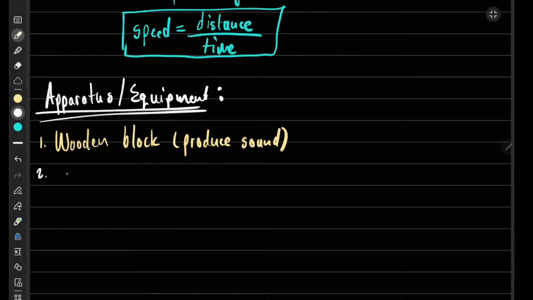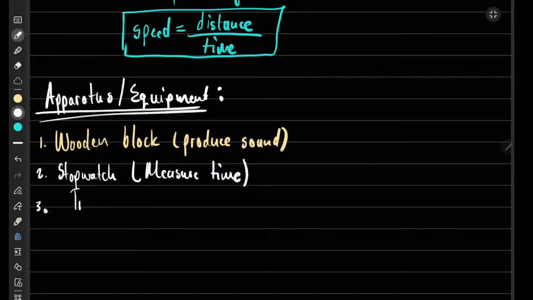Number 2, you need a stopwatch, and this is to measure time. Then number 3, you need a trundle wheel. I wish I had taught you chapter 1 already. I haven't, but it still doesn't matter.